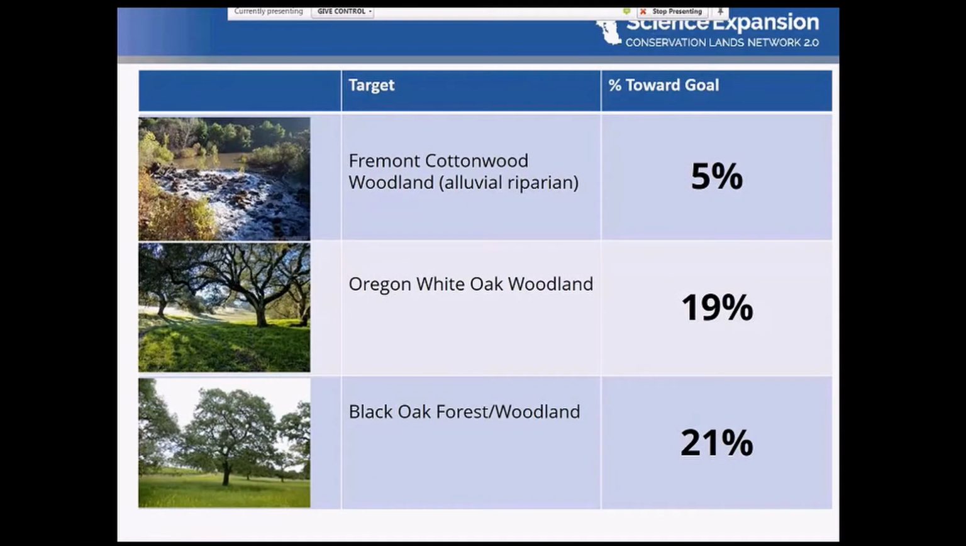So alluvial riparian is an example. And Oregon white and black oak are two other examples where we really haven't broken the 20% threshold. So this can focus our efforts. We can talk about this to our publics, our boards, our funders, that there's work to be done in these areas. These are underrepresented in our conservation network.